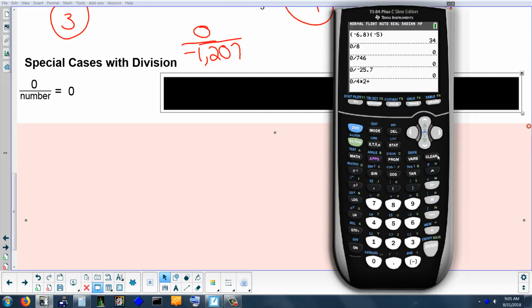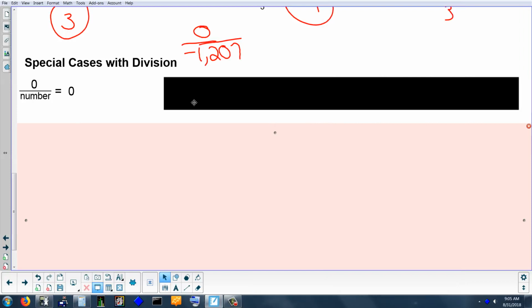This figure is kind of showing you some examples on the calculator. You did 0 divided by 8, 0 divided by 746, 0 divided by negative 25.7. They're all going to be 0. Alright?